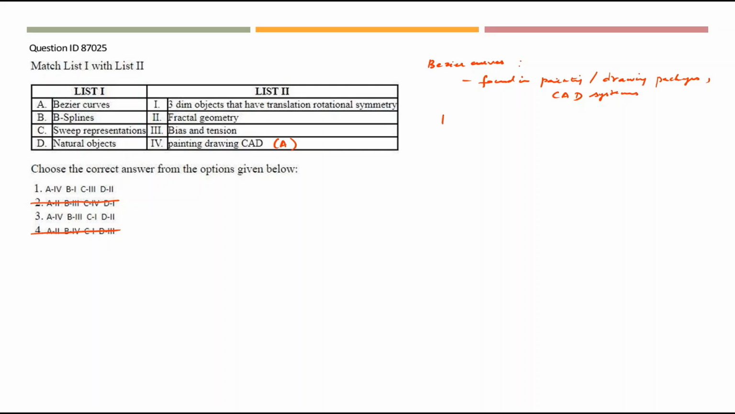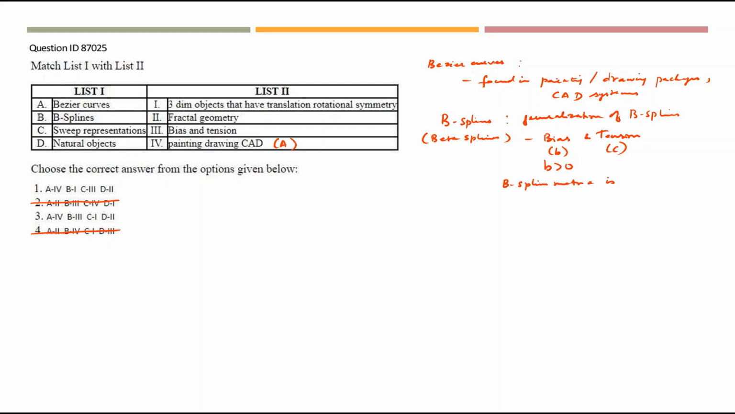Next we will go with B-splines. We have usually seen this topic under Bezier curves, but B-splines here are meant for beta splines. Beta splines are a generalization of B-splines. Here in beta splines we have two terms named bias and tension. Bias is denoted by B and tension is denoted by C. Usually they say B is greater than 0 for bias. They have also given the B-spline matrix where B is equal to 1 and C is equal to 0. B-splines will go to option 3, bias and tension. A4 and B3. So option 1 is also ruled out. Option number 3 will be the right answer.